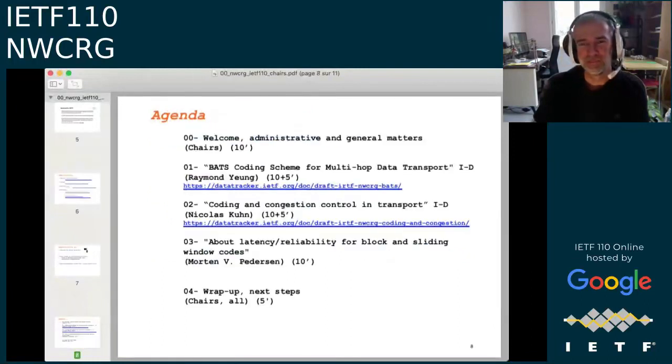So our agenda, there's me now. Hopefully it won't be 10 minutes. And then we're going to have the presentation on BATS, which is a coding scheme for multi-hop. Obviously, the ongoing research on coding and congestion control, which is also done in almost collaboration with our friends in the congestion control research group, and more from Morten about latency and reliability for block and sliding codes. And then we wrap up.